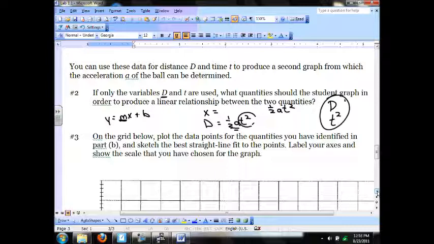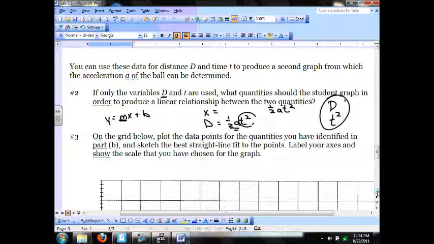That's what we want. We're going to graph, instead of time versus distance, time squared versus distance. And that, instead of giving us a quadratic relationship, should give us a nice linear relationship. Questions on how we come up with t squared and t?